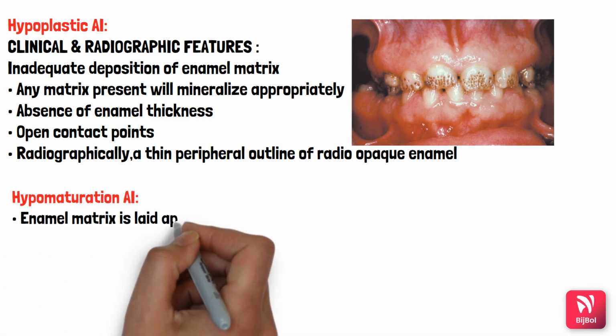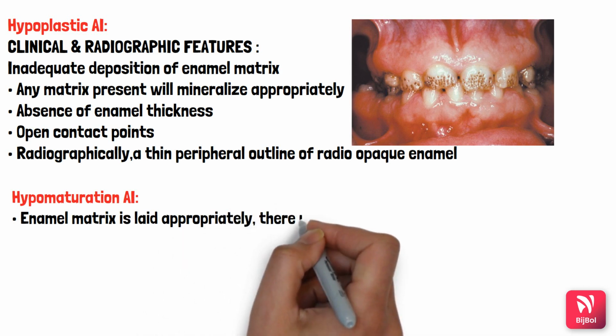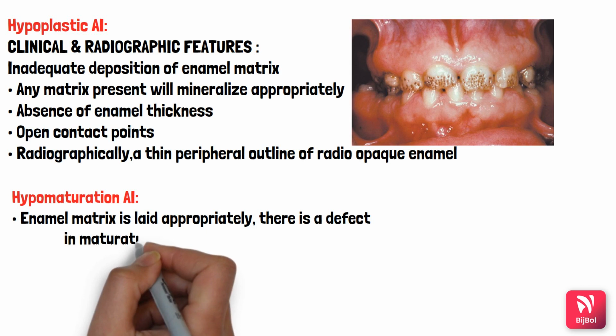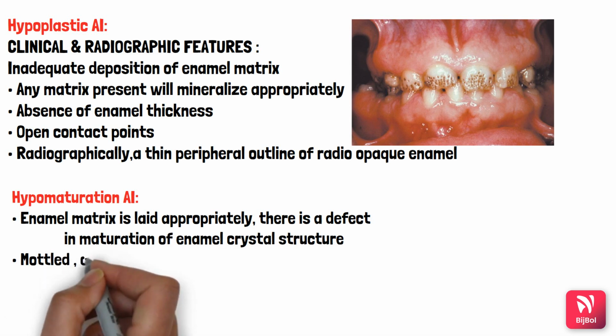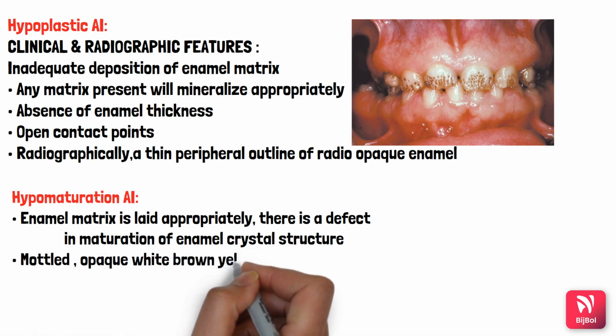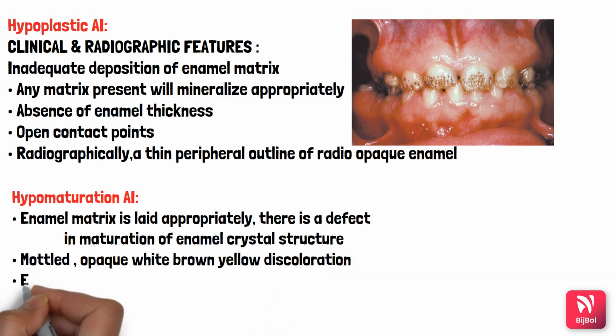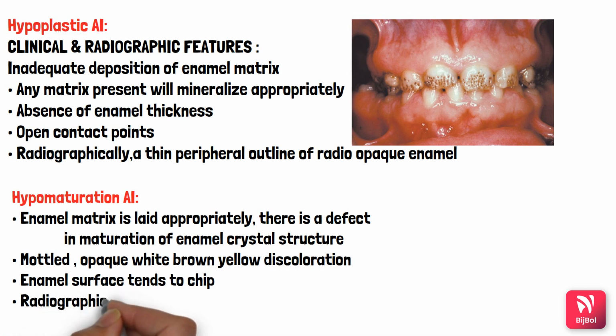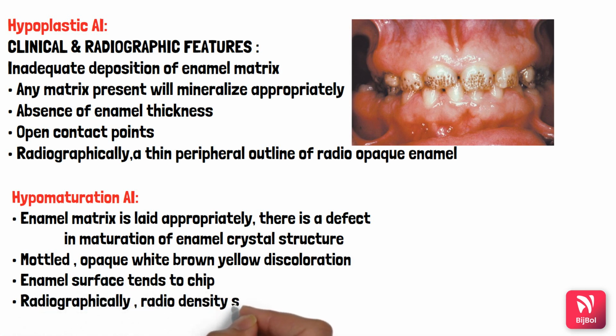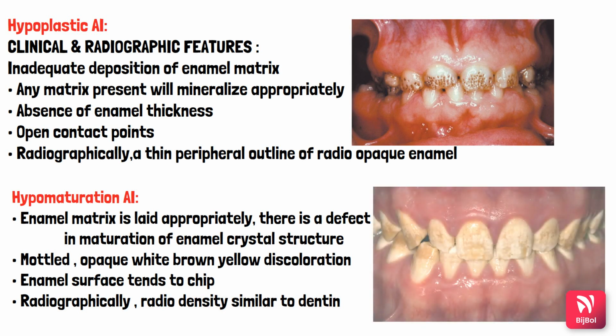Next, moving on to hypomaturation amelogenesis imperfecta. Here the matrix is laid properly, but there is a defect in the maturation of the enamel crystal structure, because of which it results in mottled, opaque white, brown, yellow discoloration of the teeth. As it forms a brittle structure, the enamel surface tends to chip off easily. Radiographically, as maturation is inappropriate, the radiodensity of enamel will be similar to that of dentin. Here is a clinical picture of hypomaturation amelogenesis imperfecta, where the teeth are mottled in color with opaque white and brown discoloration.